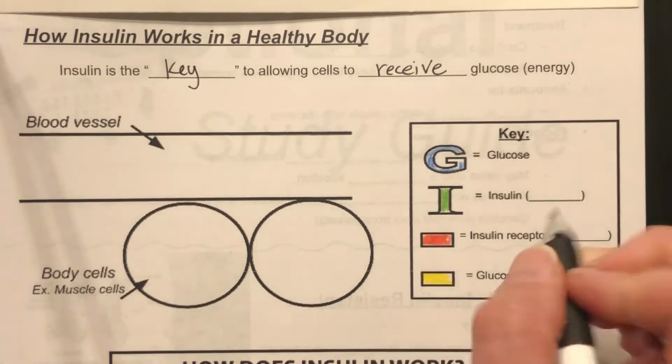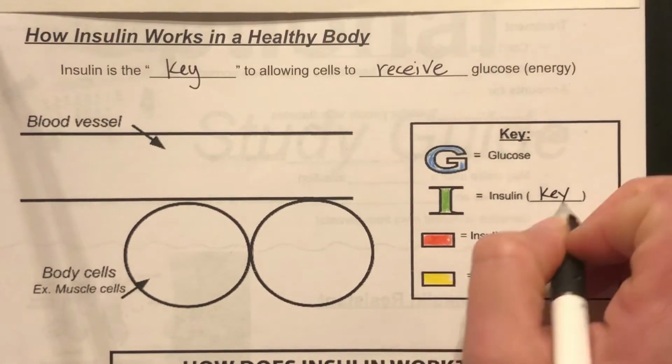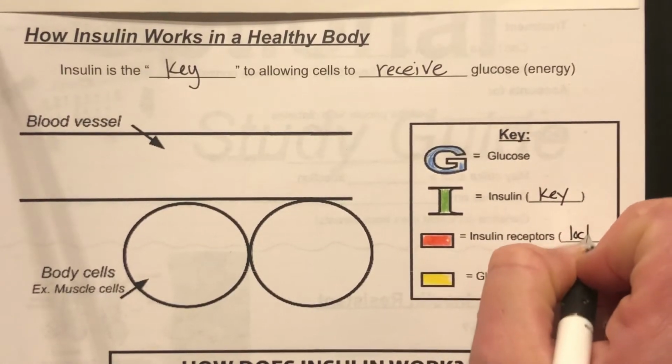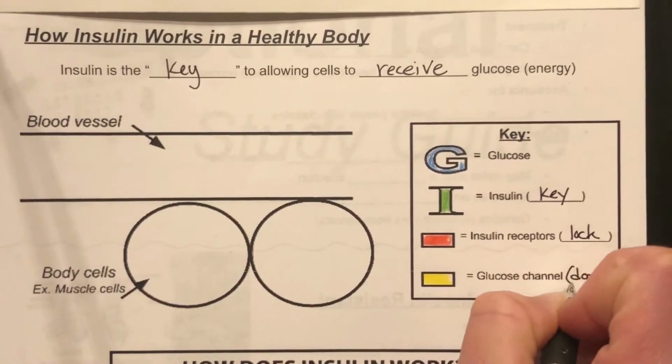Oh, let's also fill in this key. So insulin acts like a key. The receptor is the lock on your cell. And then we also have a door, just go ahead and add that one in, a door on your cell.